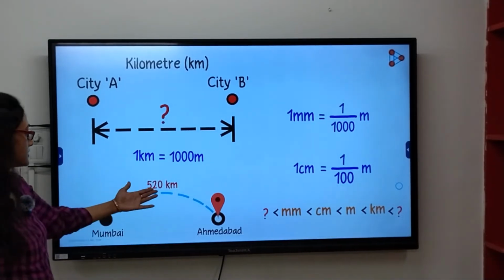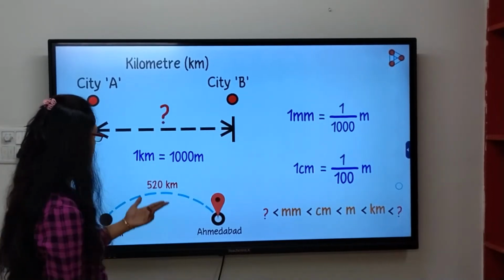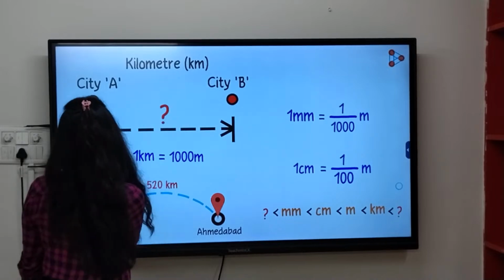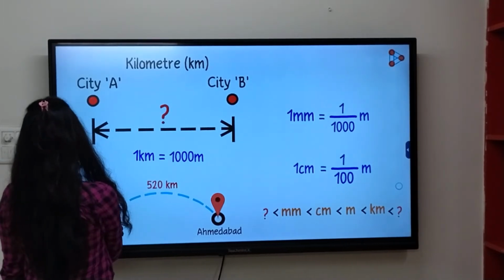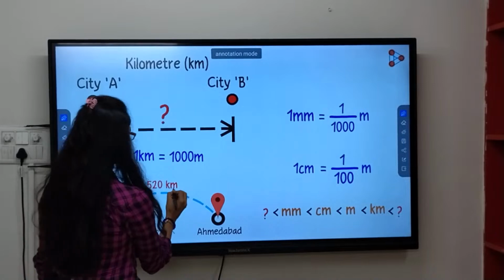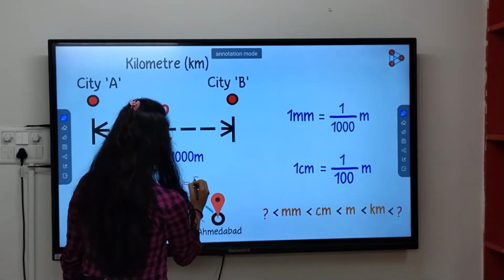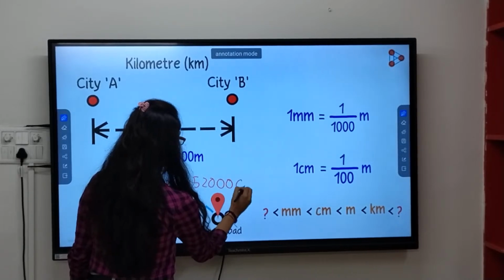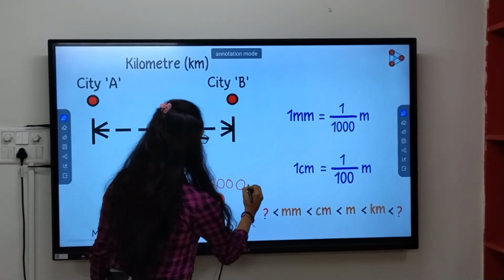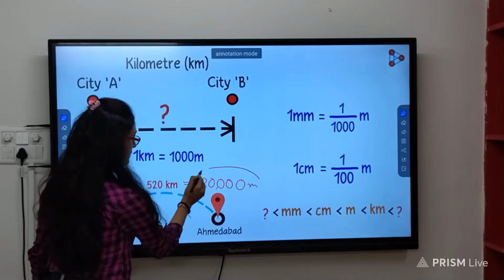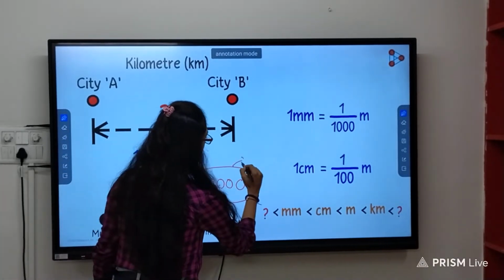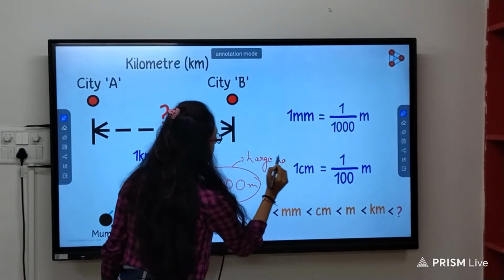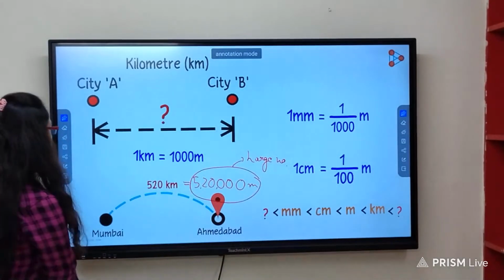Yeah, so see, if you convert this, 1 kilometer is equal to 1000 meters. So 520 kilometers is equal to 520,000 meters, which is nothing but a large number. Understood? Okay.